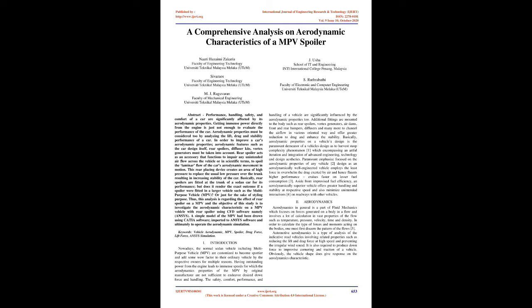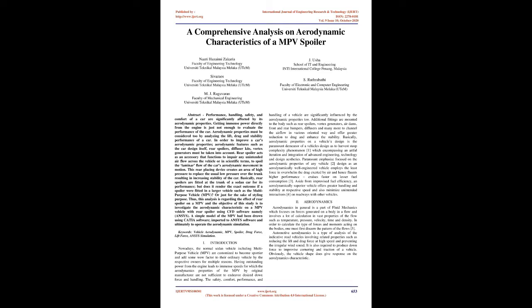In order to improve a car's aerodynamic properties, aerodynamic features such as the car design itself, rear spoilers, diffuser kits, vortex generators must be taken into account. A rear spoiler acts as an accessory that functions to impair any unintended airflow across the vehicle, or in scientific terms, to spoil the laminar flow of the car's aerodynamic movement and motion. This rear placing device creates an area of high pressure to replace the usual low pressure over the trunk, resulting in increasing stability of the car.